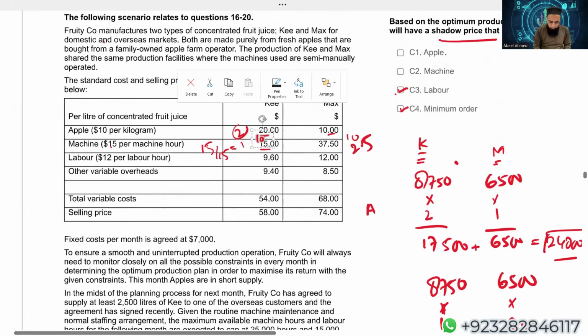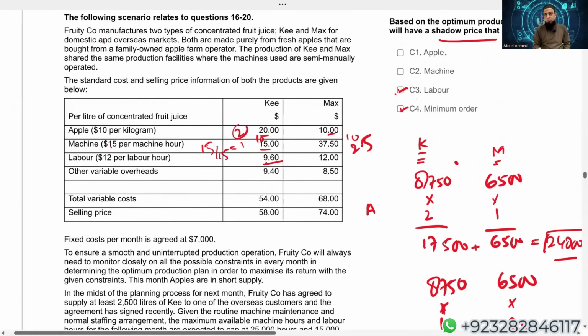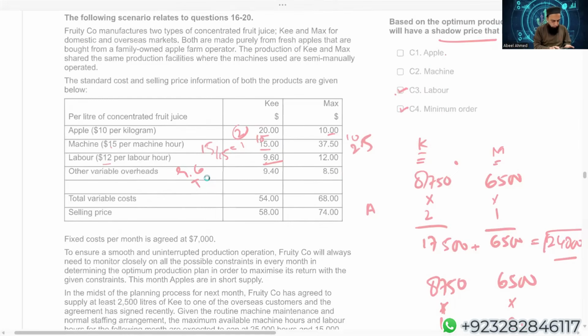Even without solving, we have already found the answer by choice elimination. But the rate of labor is $12 per hour. 9.6 divided by 12. Students, I'm getting 0.8.